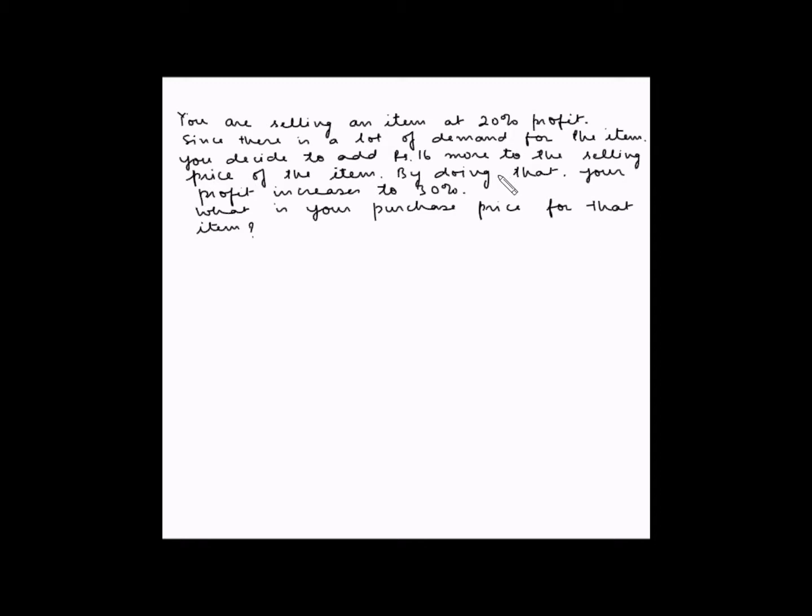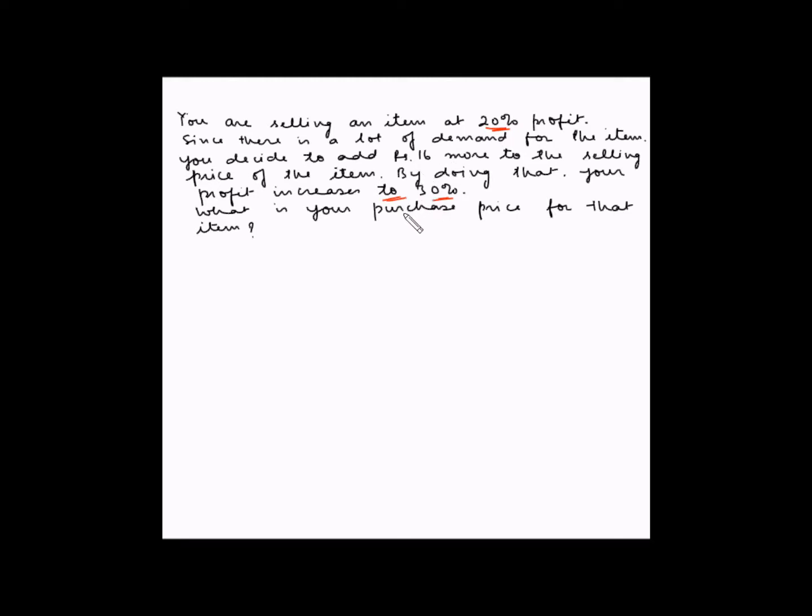By doing that, your profit increases to 30%. So initially the profit was 20%, and by increasing the price by rupees 16, the profit increases to 30%. Please note that this is not by 30%. By 30% would mean that whatever is the existing profit, you add 30% on top of it. Profit increases to 30% means the total profit is now 30% of the cost price.